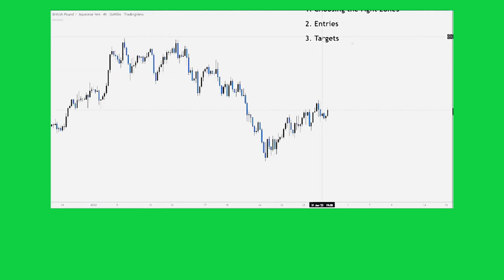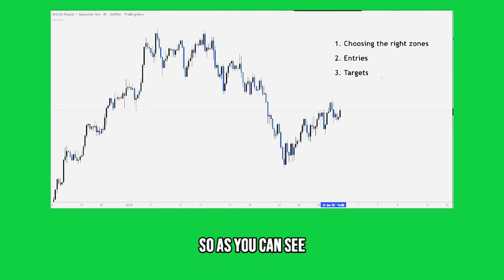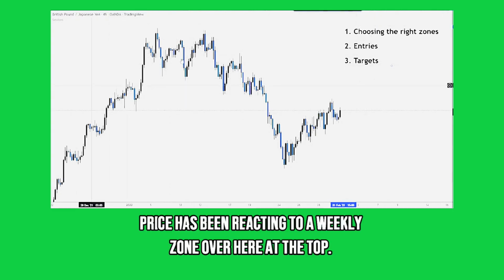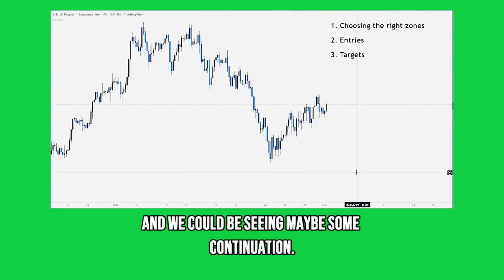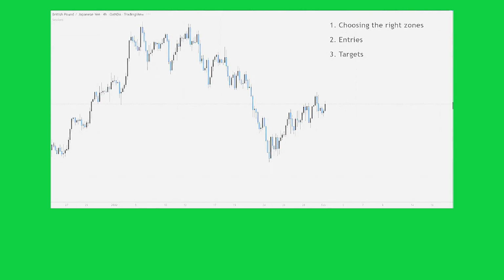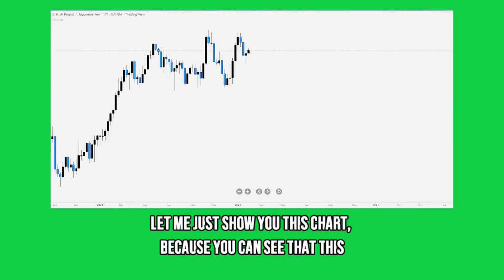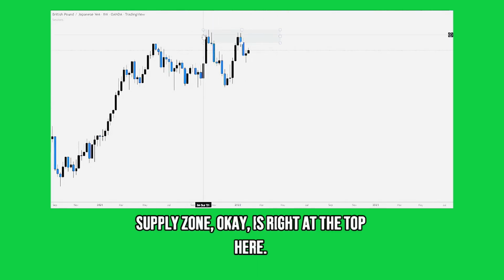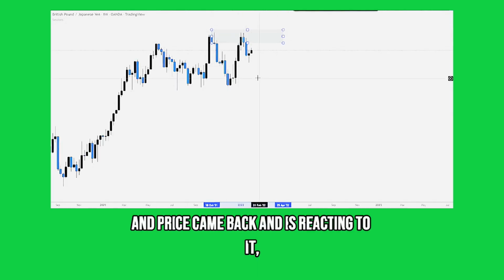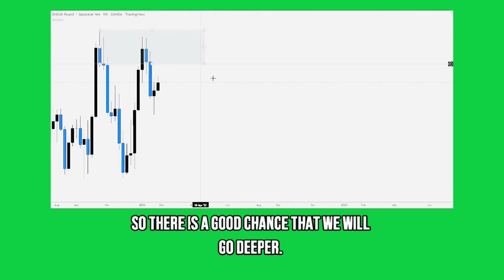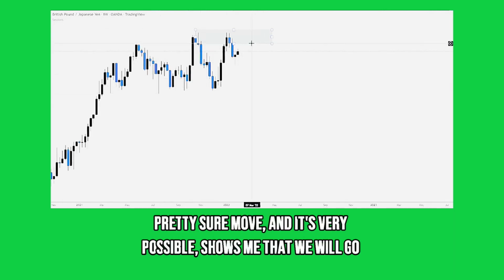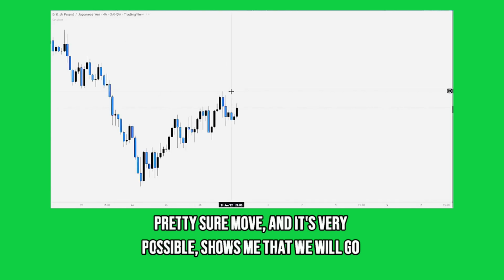Let's get to number one, which would be choosing the right zones. As you can see right here, price has been reacting to a weekly zone over here at the top, and we could be seeing maybe some continuation. Let me just show you this chart. You can see that this weekly supply zone is right at the top here, and price came back and is reacting to it. So there's a good chance that we will go deeper. Since this is a weekly zone and a pretty strong move, it is very possible that we will go deeper.